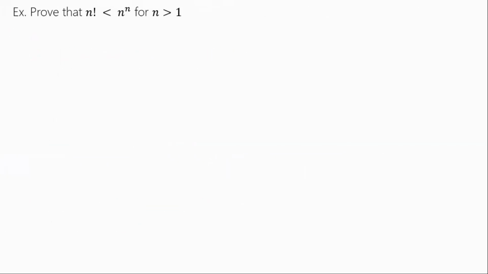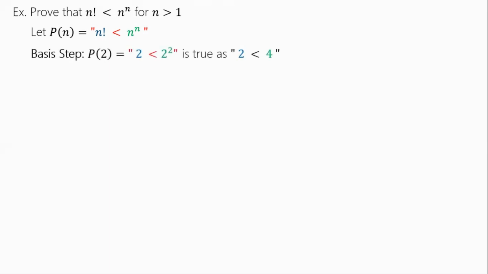Let's show that n factorial is less than n to the n. Again, I start with my propositional function. That is the statement that n factorial will be less than n to the n. Now, this statement is holding true for n greater than 1. So the first one we need to try is 2. Is it true? Is P2 a true statement? 2 is less than 4, so P2 is true.